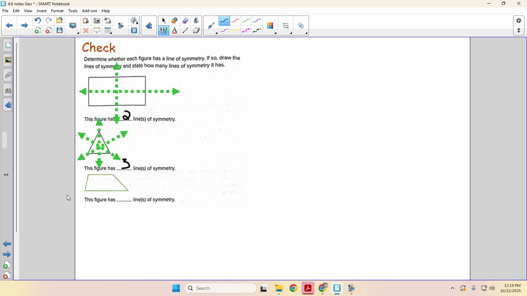And then this trapezoid, there's really no way I can put a line that works. If I did it diagonally, we would still not match up this way. If I did it diagonally this way, these halves wouldn't match up. Straight across doesn't match up, and nor in the middle. So there's really no lines of symmetry that will make this work. So we say 0.